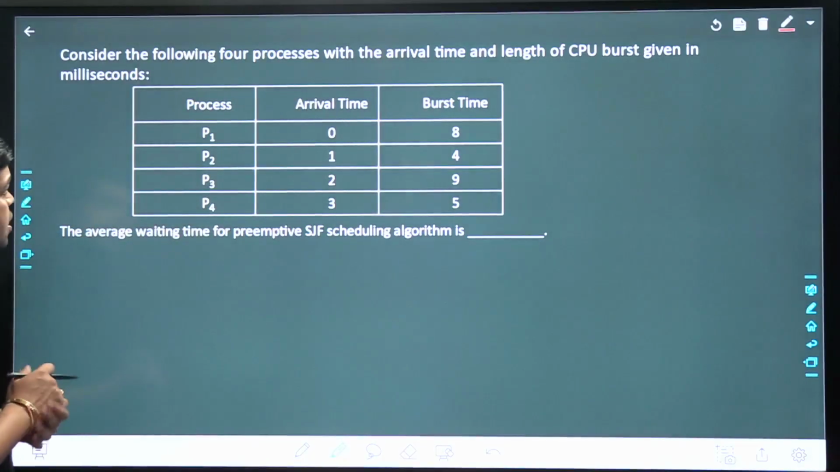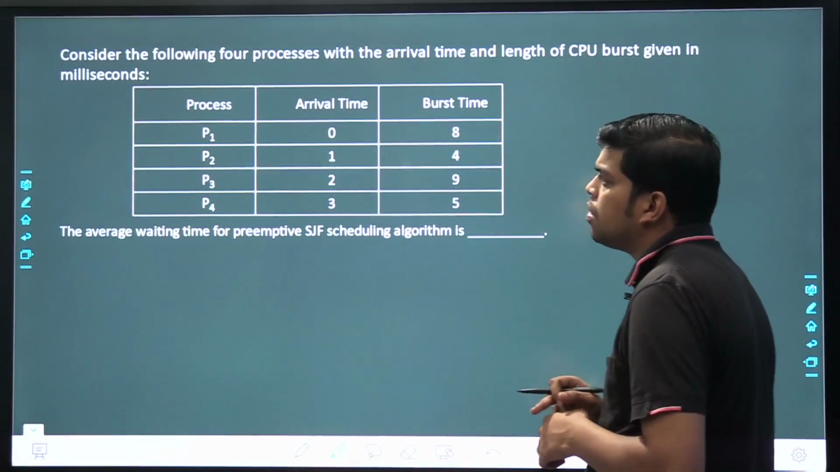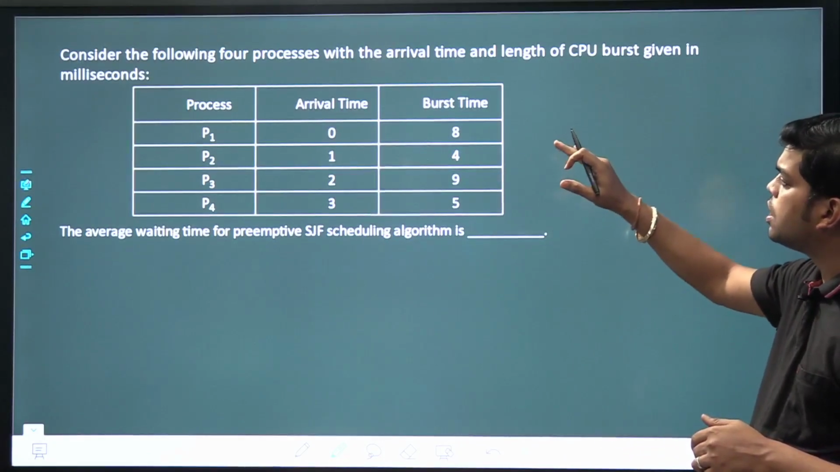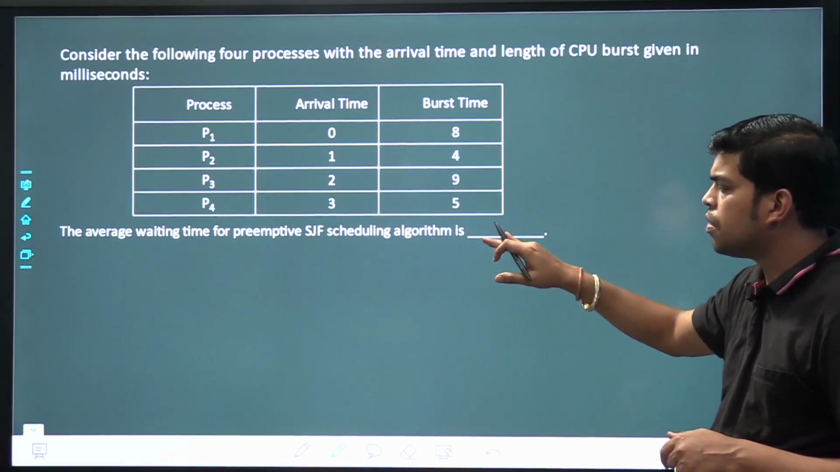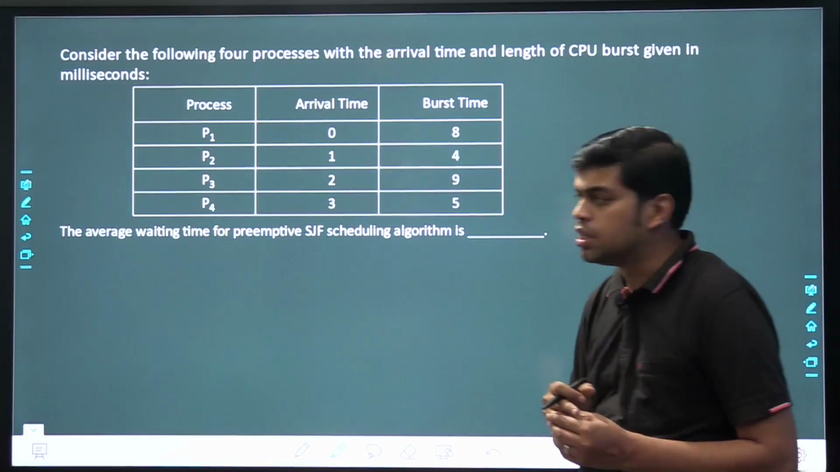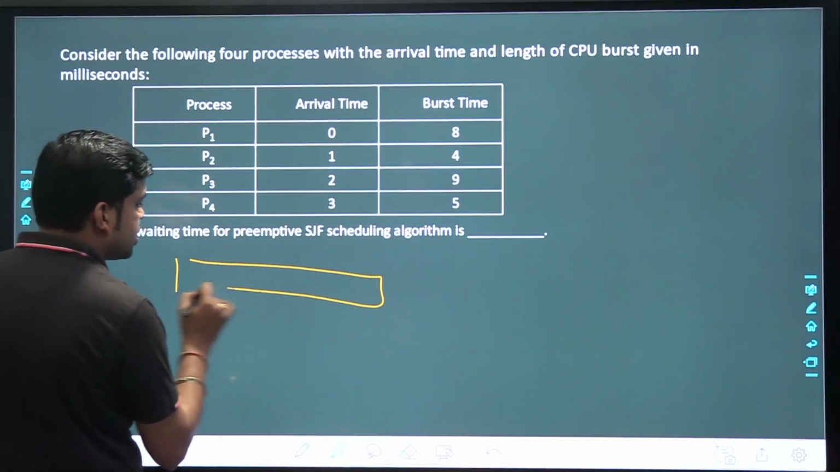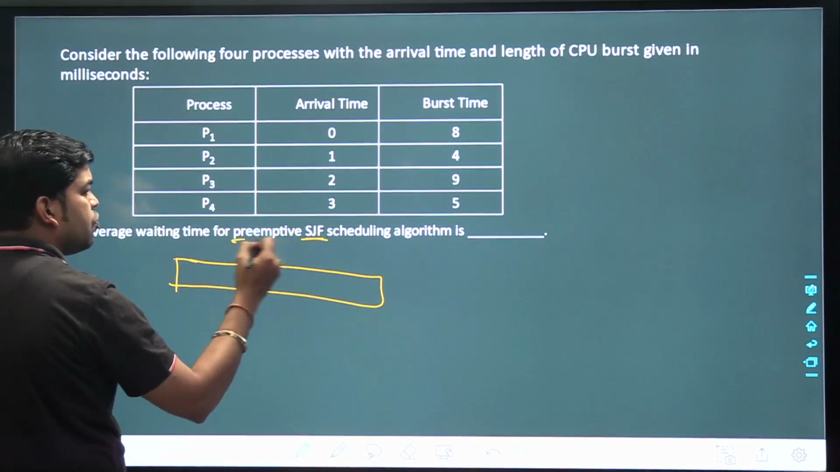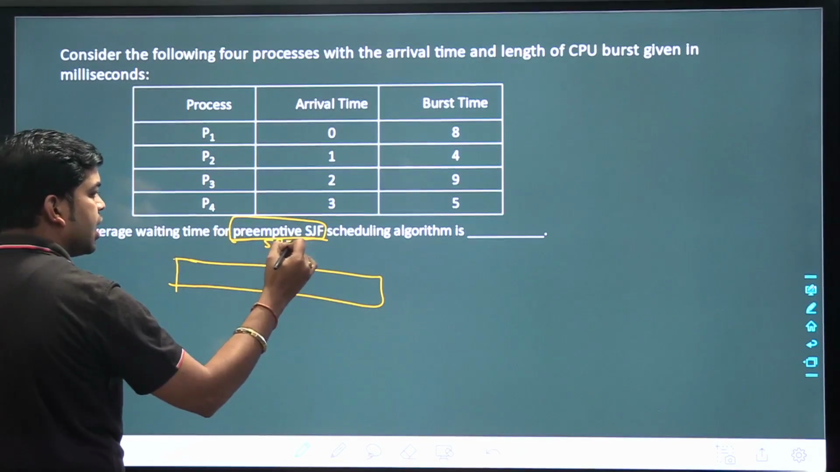Now the next question. Consider the following 4 processes with arrival time and the length of CPU burst given in milliseconds. What is the average waiting time for the preemptive SJF scheduling algorithm? In this case we use preemptive SJF, which means SRTF.